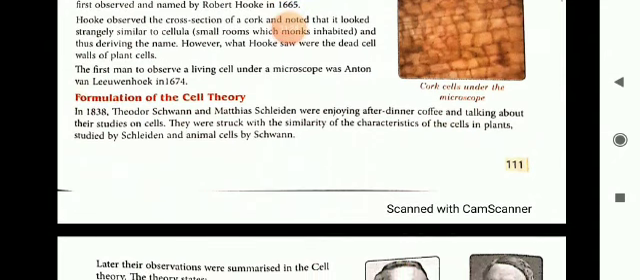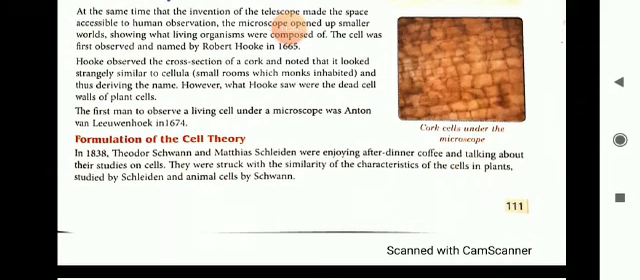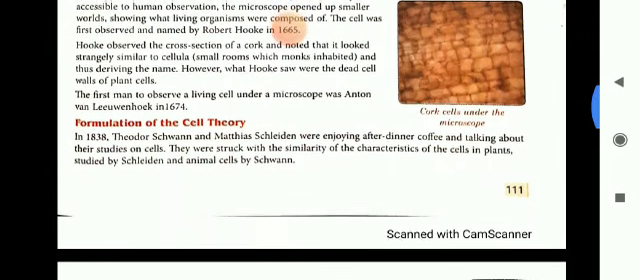After that, in 1674, the first man to observe a living cell under a microscope was Anton von Leeuwenhoek. So, the living cell was discovered by Anton von Leeuwenhoek, and the dead cell, first of all, was studied by Robert Hooke.